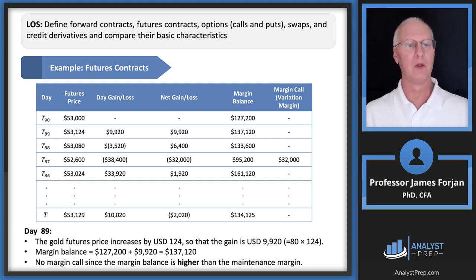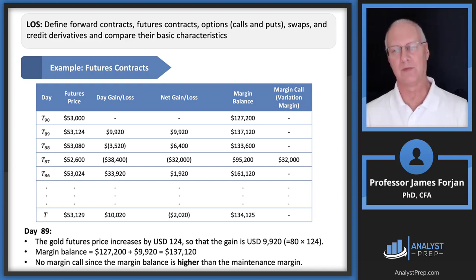$9,920. Wow. So we took the long position. We benefited if prices rose. So they went from 53 up to 53,124. So this is great stuff, right? How easy is this, right? You bet that the price goes up, and then the price goes up. Boom, you win $9,920. So look in that not the far right column, but the second far right column, notice our margin balance is 137,120.